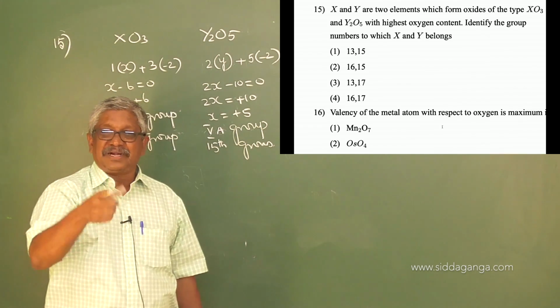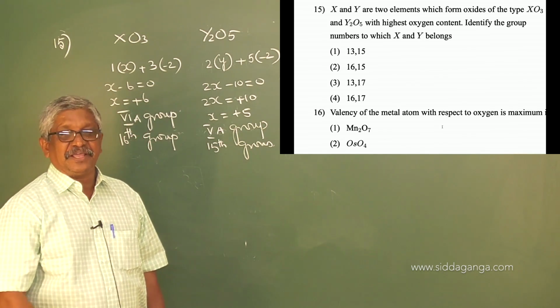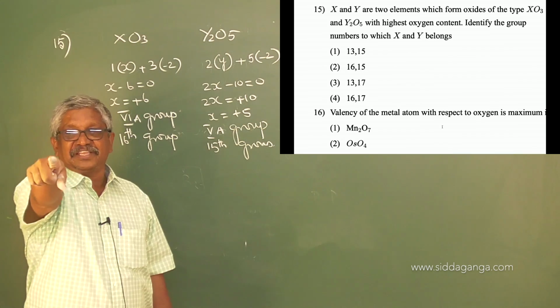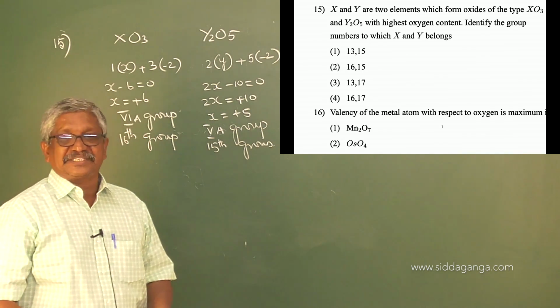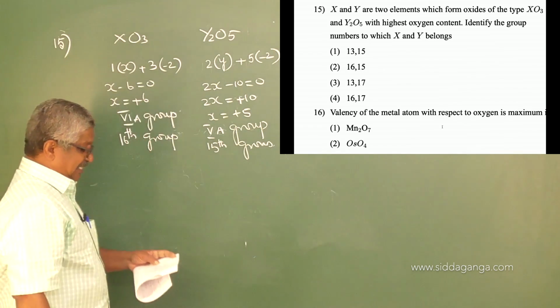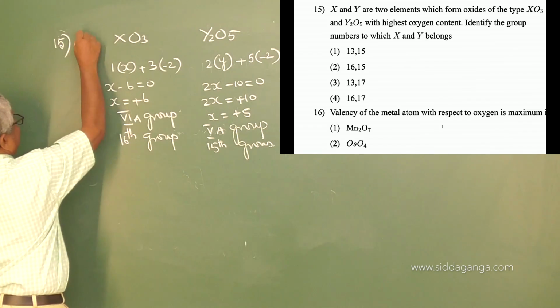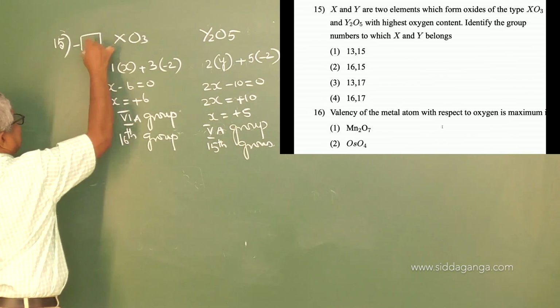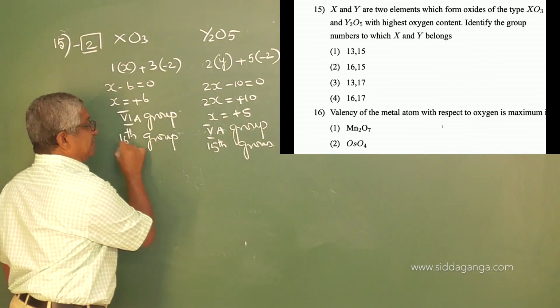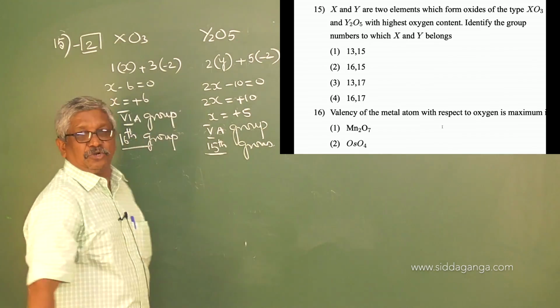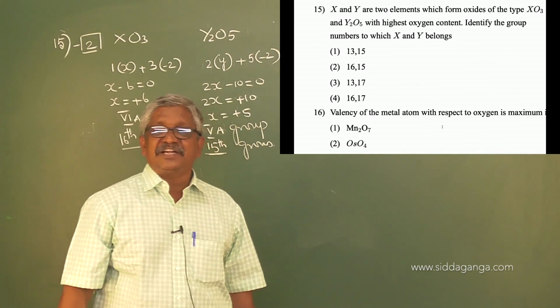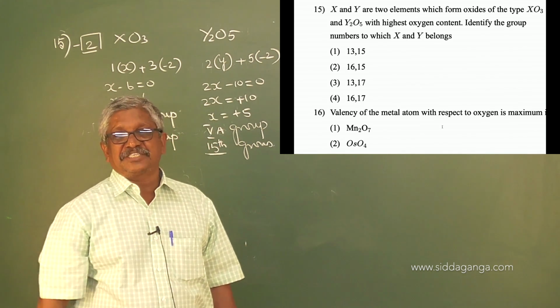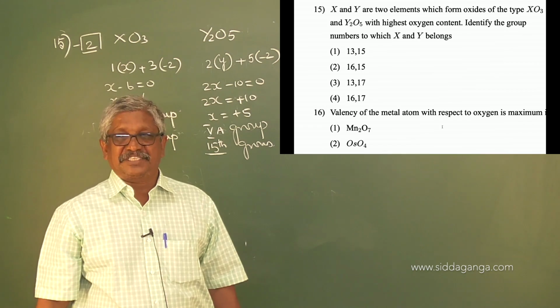After calculating, identify the options. 16 and 15 is coming in the second option. Question number 15 is with the second option. One is 15th group and 16th group. So the option with 16 and 15 is the second option.